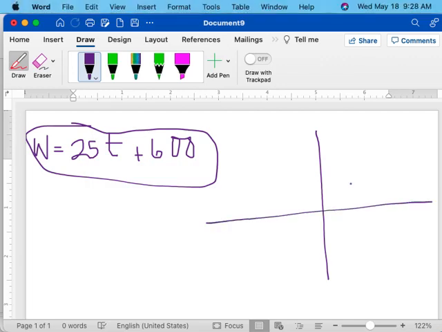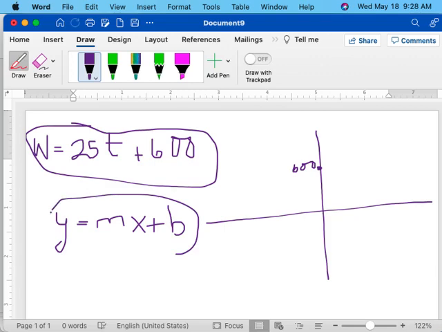Anybody? We'd start at 600, wouldn't we? Our Y-intercept is 600, and then we're going to have a slope of 25. Remember, y equals mx plus b. So the Y-intercept is 600, the slope is 25, and we're going up. So let's make this 625.